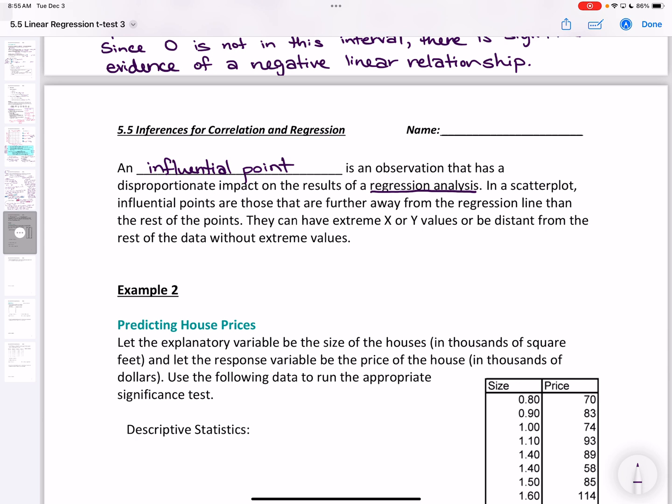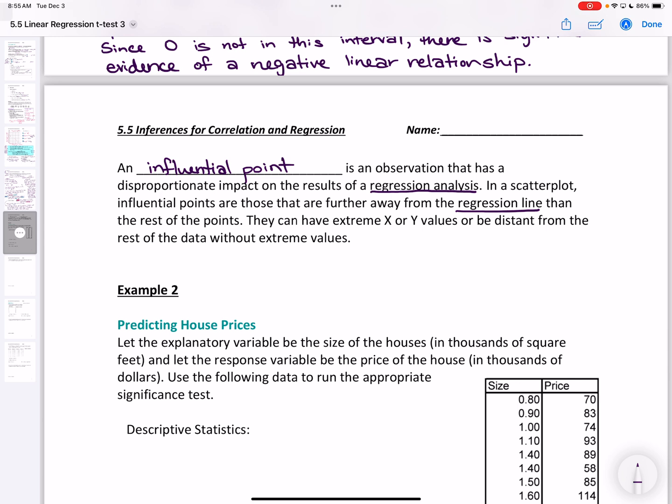In a scatter plot, influential points are those that are further away from the regression line. So again, they are further away from our regression line than the rest of the points. And they can have extreme X or Y values, or they could just be distant from the rest of the data without having extreme values. The main thing is they're really far away.